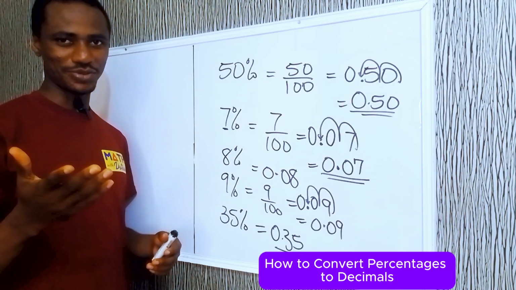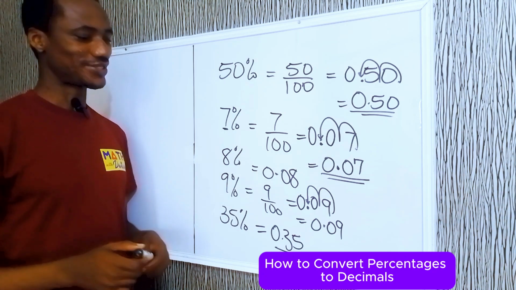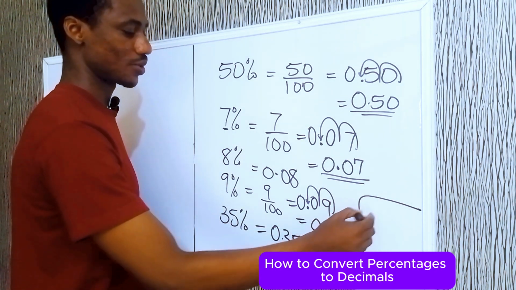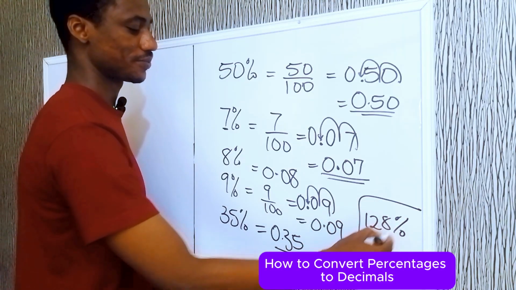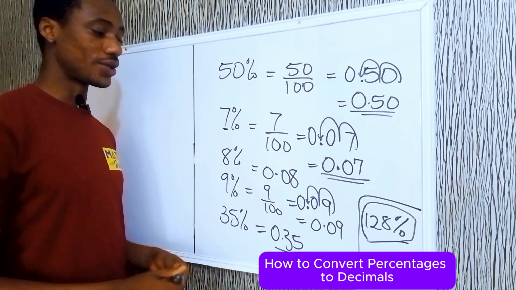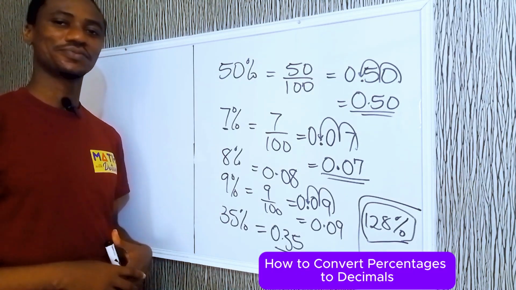For 3 digits, what will it be? Please tell me in the comments. So let's say I have, in rare cases, 128%. So this means this is more than a group already. 128%. What will it be?